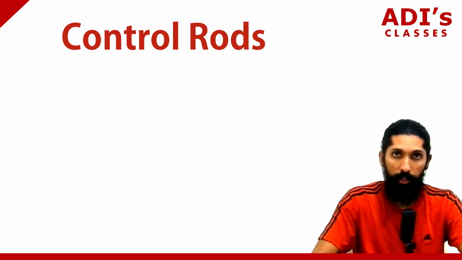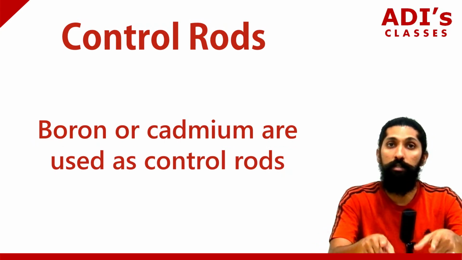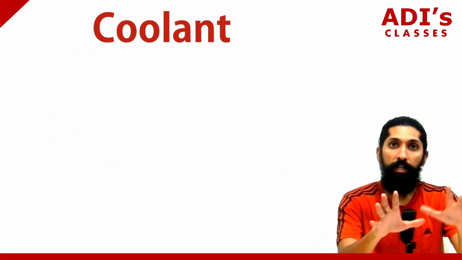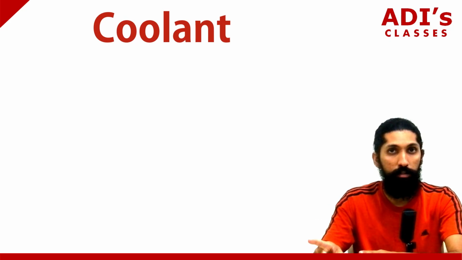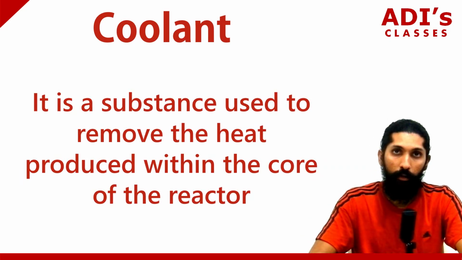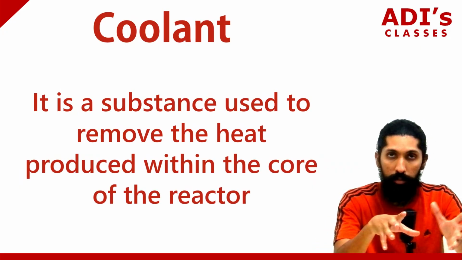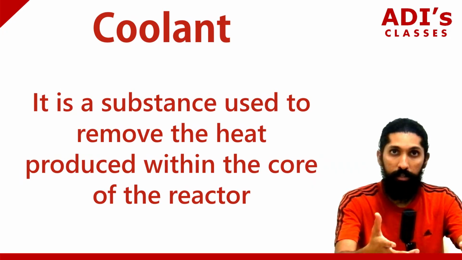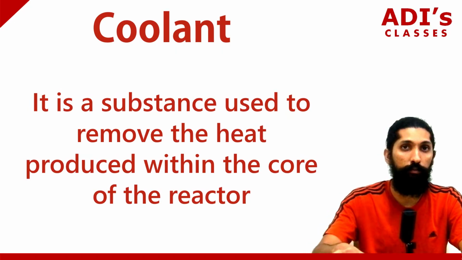Alright, the next one is a coolant. The job of the coolant is that it takes the energy from the core of the nuclear reactor and gets it to the outer circuit. Circuit in the sense, the outer part of the reactor. The coolant will circulate through the entire fission core and take out that heat, and the energy comes to the outer part. So this is the part of the coolant.